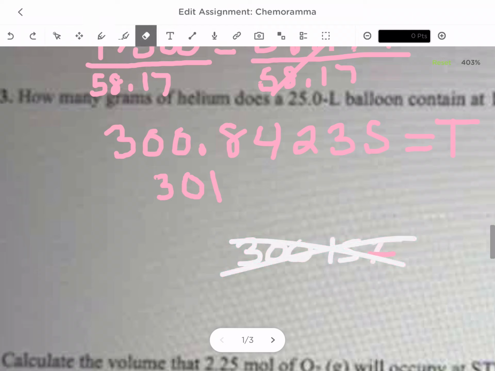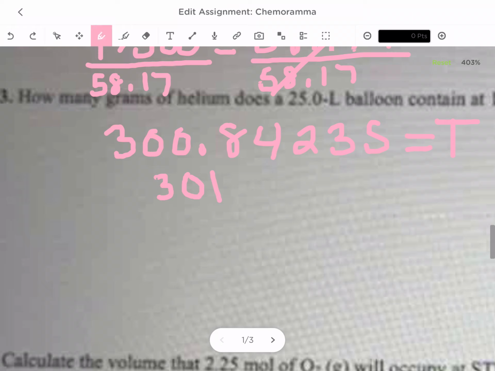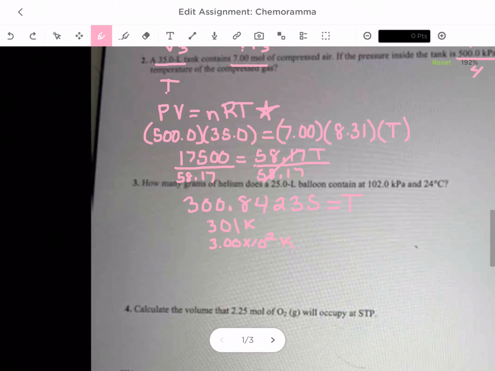But if you write it in scientific notation, watch this magic. I can go 3.00 times 10 to the, how many spaces did I move it? 2 times 10 to the second, and that's also 3 significant figures. So the acceptable answers for this problem would be 301 K for Kelvin, or 3.00 times 10 to the second K for Kelvin. So that is how you do these problems.